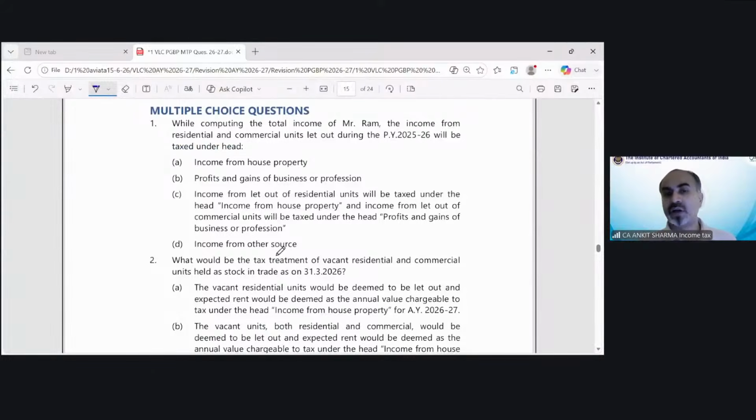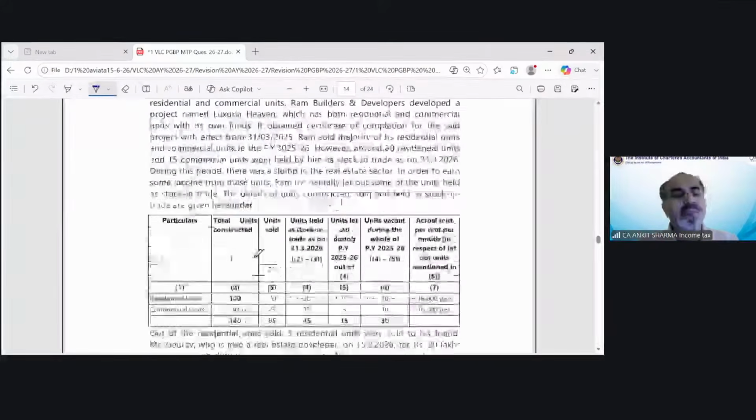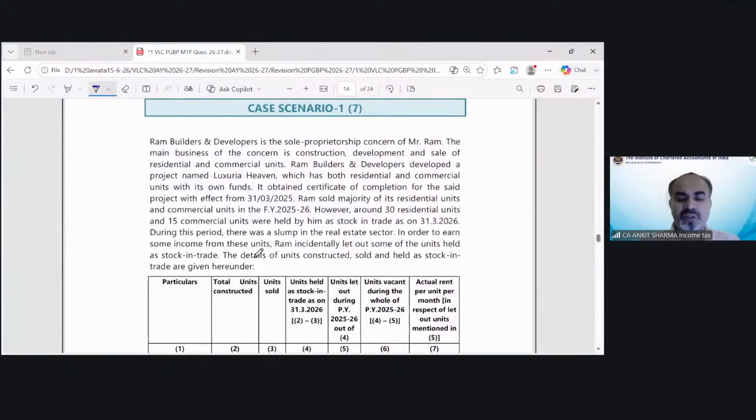While computing the total income of Mr. Ram from residential and commercial units let out during the previous year 25-26, it will be taxed under which head? So we have to see that Mr. Ram's let out income from residential and commercial units is taxable under which head? Ram Builder and Developer is the sole proprietor. So it's a builder, and in case of a builder, the houses are stock in trade.